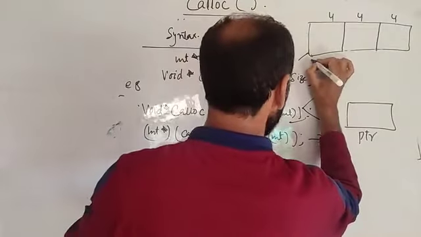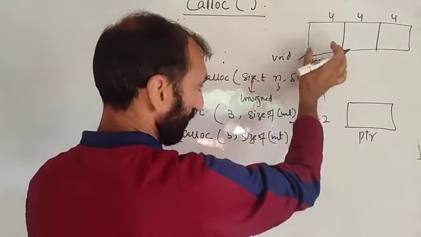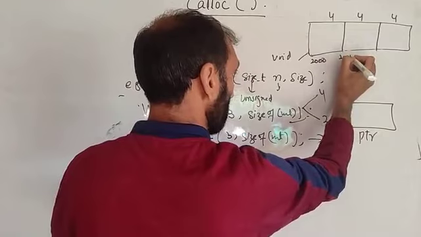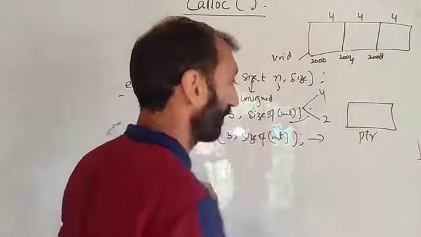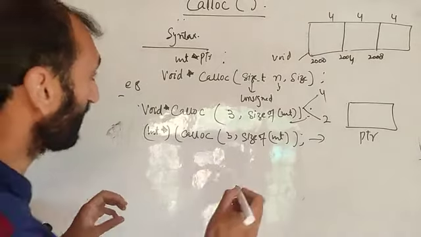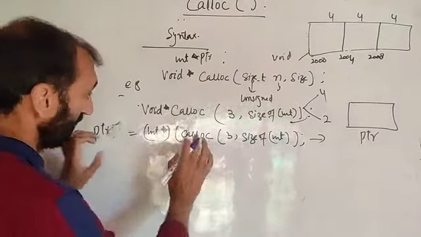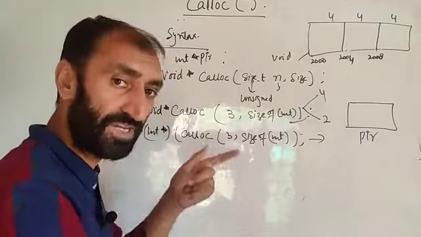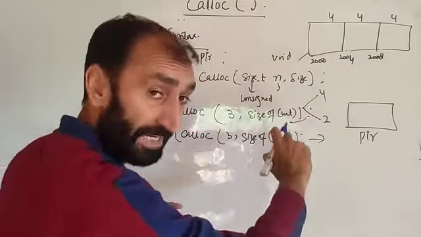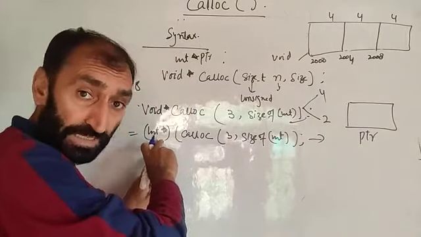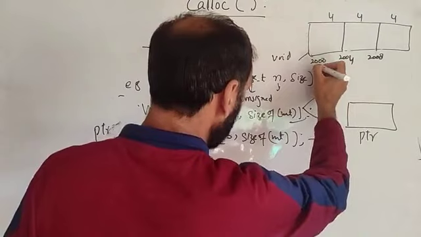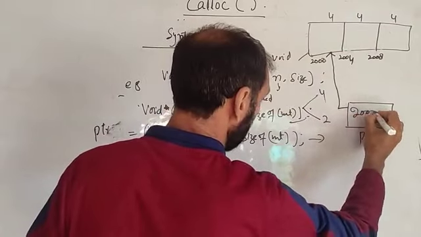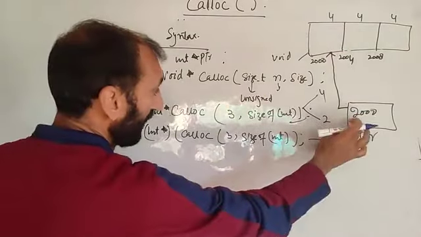So for example, if 2000 is the address of the first byte, the starting address, or we can say the base address of this memory, 2004 is the address of the second block, and 2008 is the address of the third block. On successful allocation of memory, the calloc function returns a pointer. Actually, it returns a void pointer, but here I have typecast it into integer, so that it returns the address of the first byte, or the base address, and that is going to be stored in ptr. Now this ptr contains the address of the first byte.